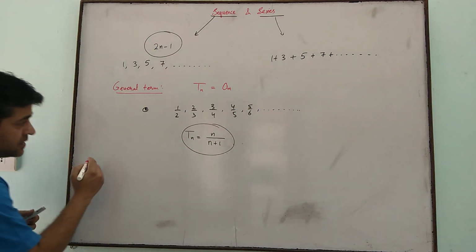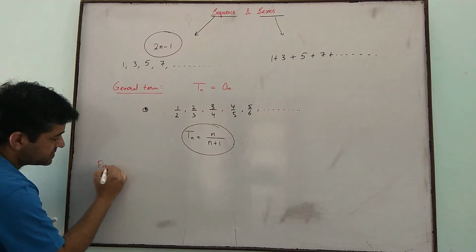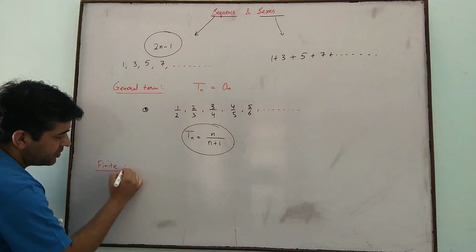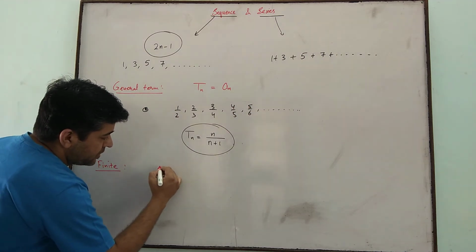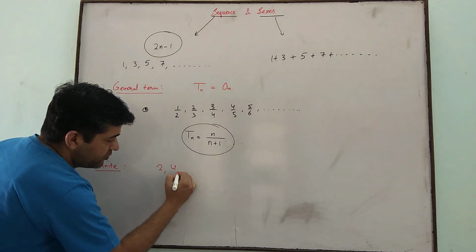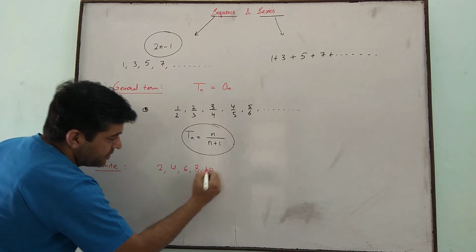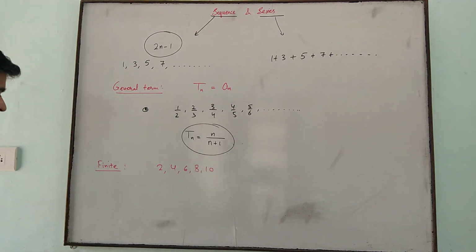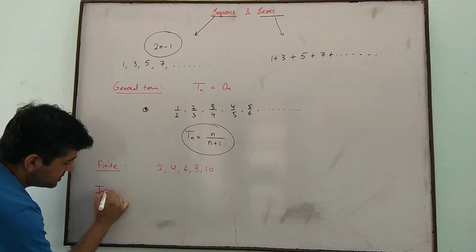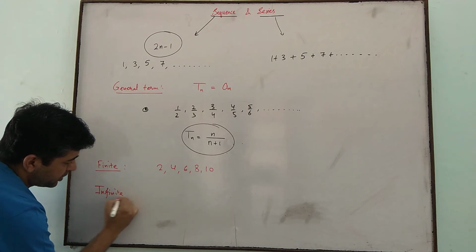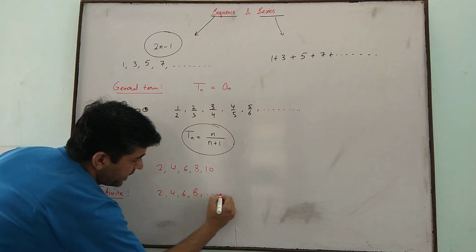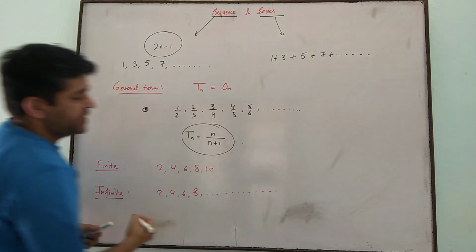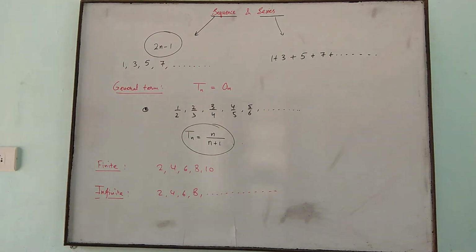Now, one is a finite sequence and one is infinite. In a finite sequence, you can count the number of terms: 2, 4, 6, 8, 10. That's it. And in an infinite sequence, you cannot count the number of terms, like 2, 4, 6, 8, 10, 12, and so on up to infinity. That is an infinite sequence. Just note it down.